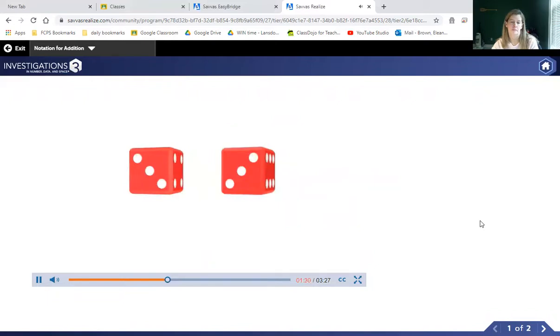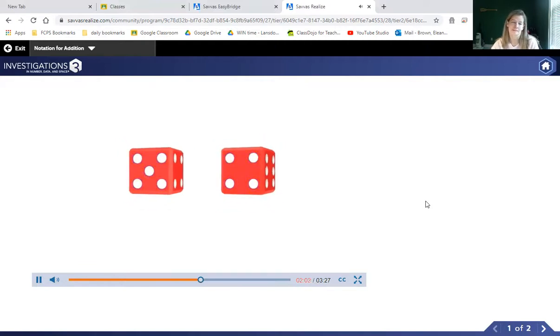Sometimes I play games with 2 dot cubes and I need to find the total number of dots. There are 5 dots on one cube. 1, 2, 3, 4, 5. There are 4 dots on the other cube. 1, 2, 3, 4. I can count on from one of the cubes to find the number of dots in all. 5, 6, 7, 8, 9. There are 9 dots in all.